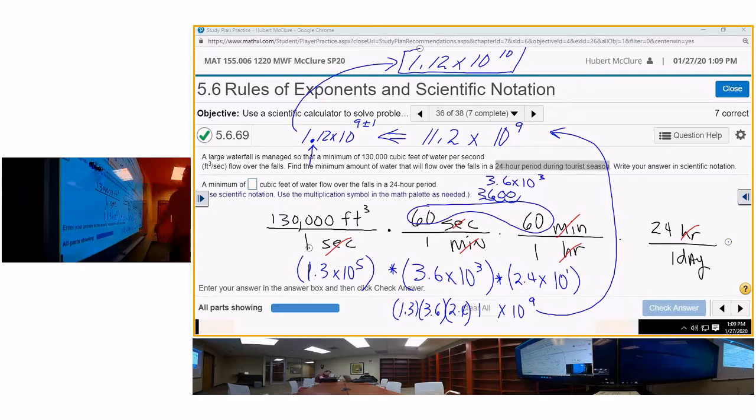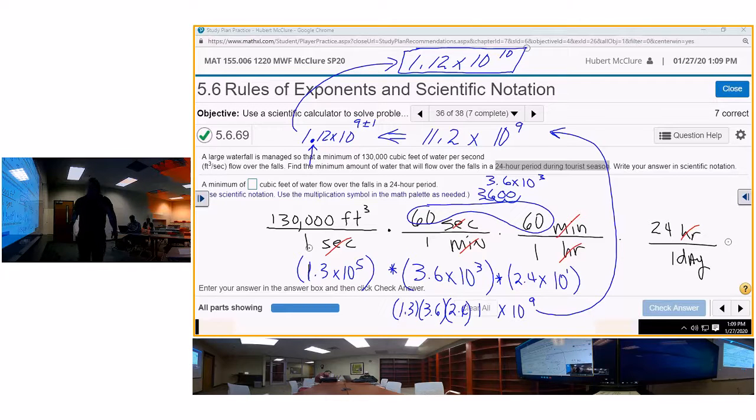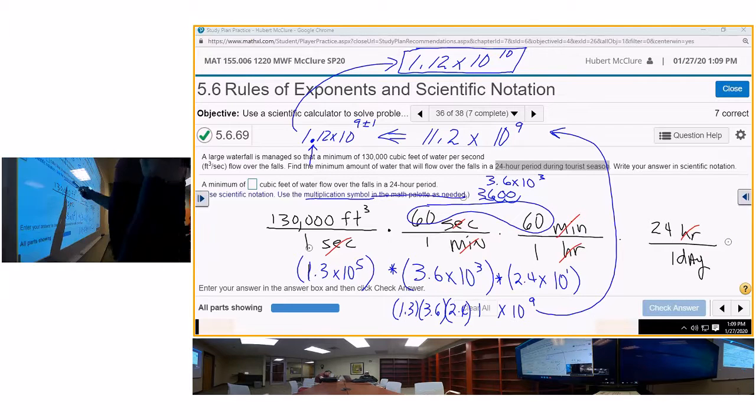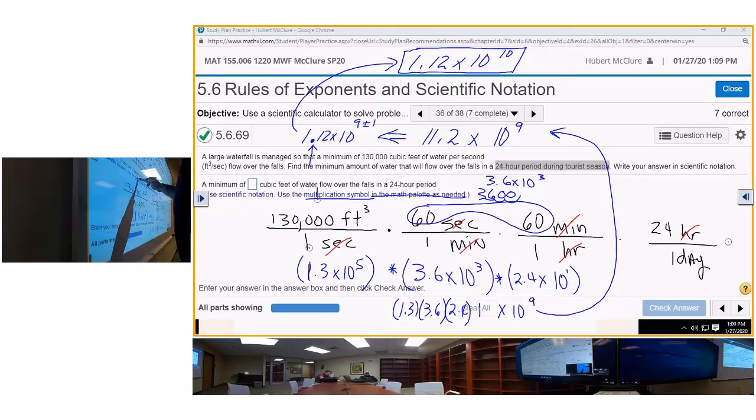Now let's look at the directions. Use scientific notation, and it kind of would help your other homework problem if I might say that, but I think it should say use the star. That's what I would put in the directions.